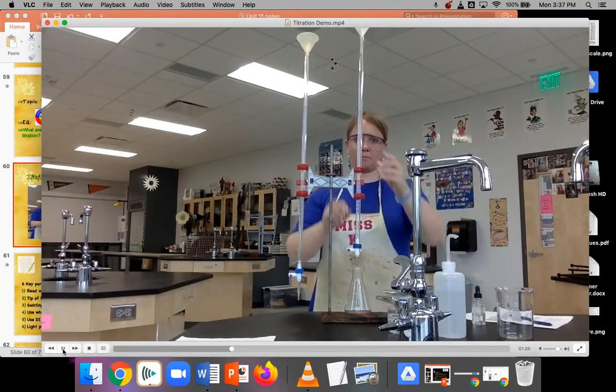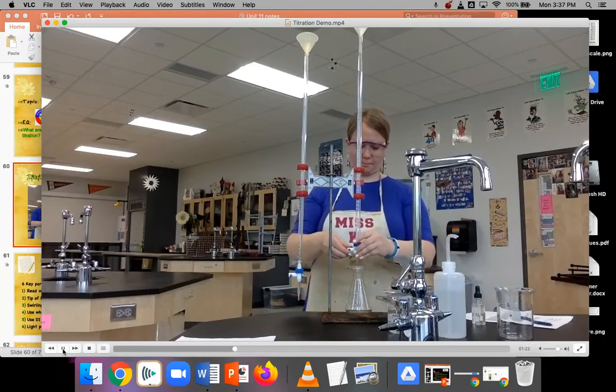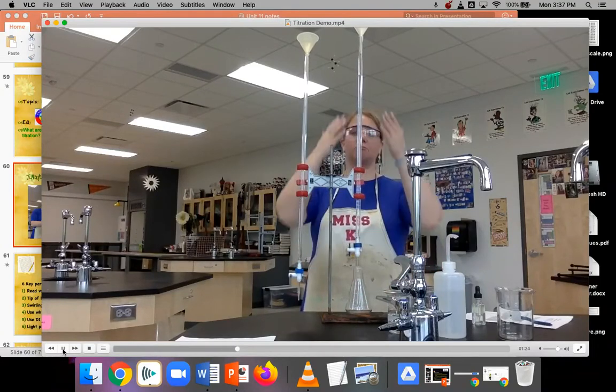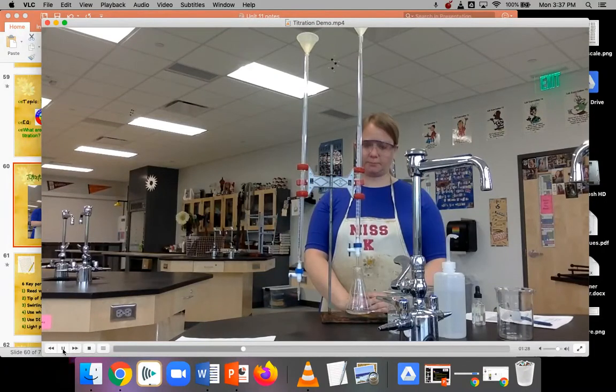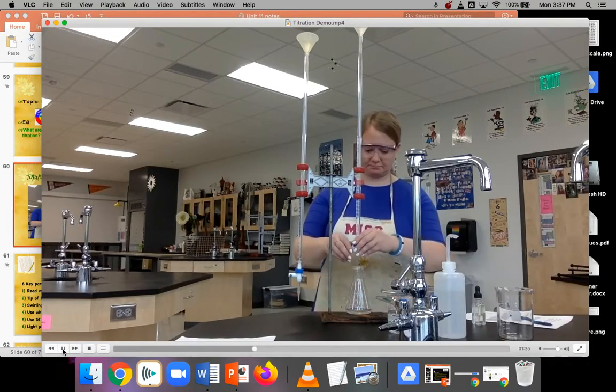I'm going to put the tip down into the flask so that when I open the stopcock, it doesn't splash out. And I'm going to let in about 20 milliliters. It doesn't matter how much I put in because I'll get the exact number from my data table. All right, around 20 milliliters. That looks good.